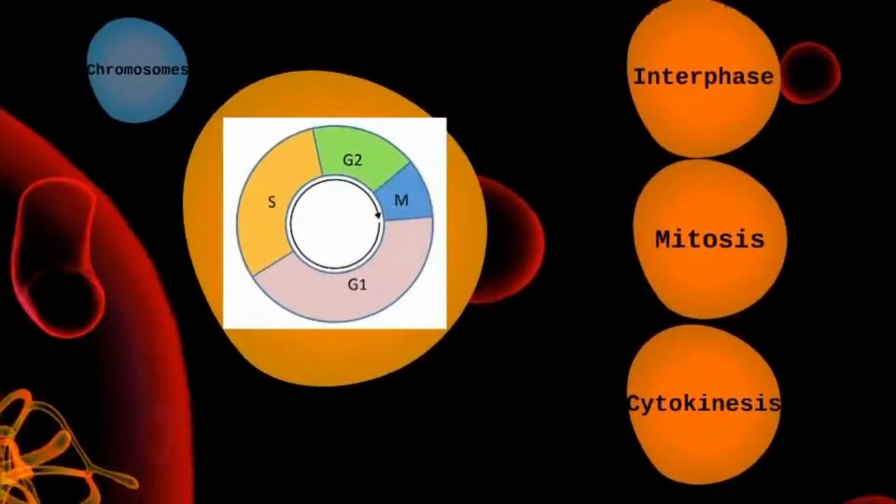S is where the DNA is duplicated. G is when the DNA is checked and the cell continues to grow. Then we go into mitosis, which is made up of prophase, metaphase, anaphase, and telophase. And this is where the genetic information is split between the two daughter cells. And then finally we have cytokinesis, where the cell actually separates into two new daughter cells.